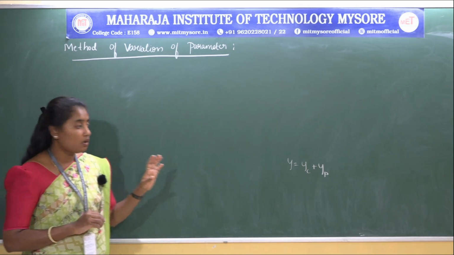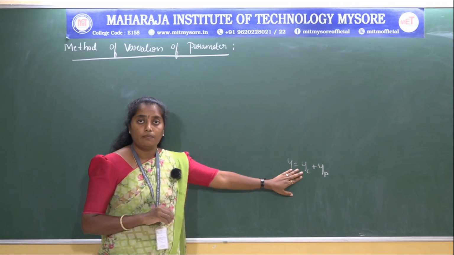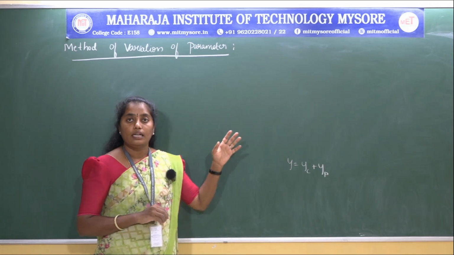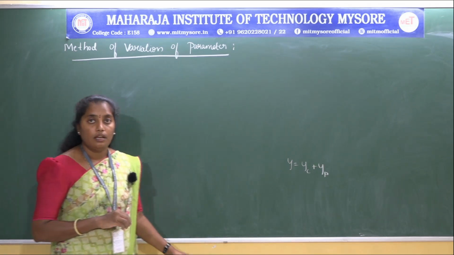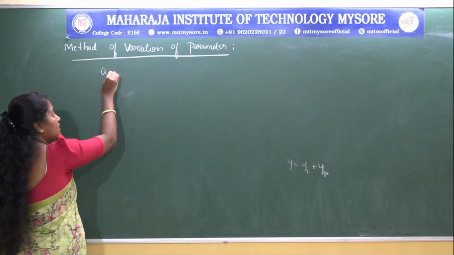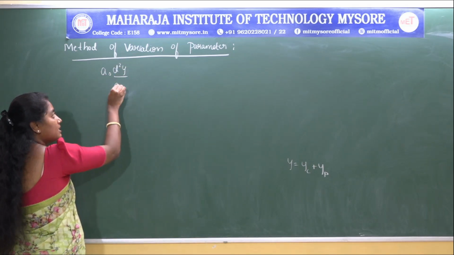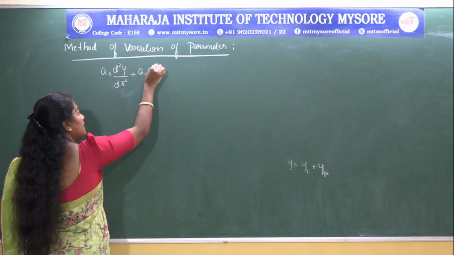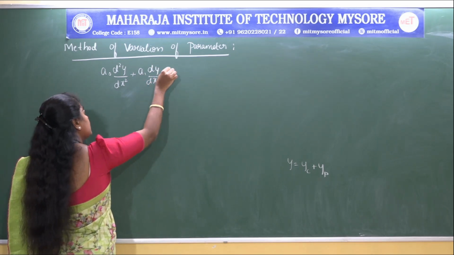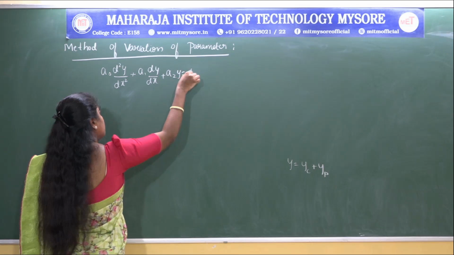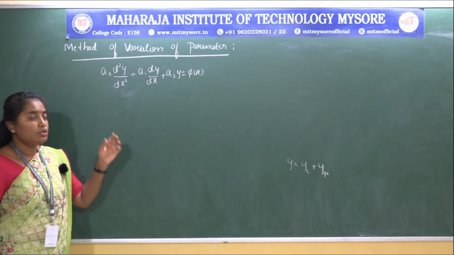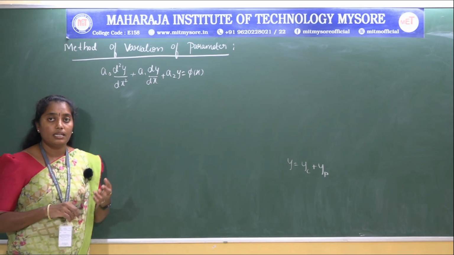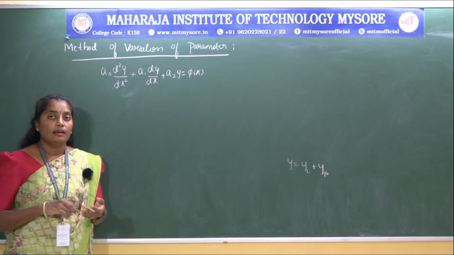Here also the first step is common. We have to find the complementary function. Using the complementary function without finding the particular integral, we can find the solution of the differential equation. For that, let us consider a differential equation of second order, since it is restricted to order 2: d2y by dx2 plus a1 dy by dx plus a2y is equal to phi of x. Based on the obtained equation, we get roots: case 1, real and distinct roots; case 2, real and coincident roots; and case 3, complex roots.